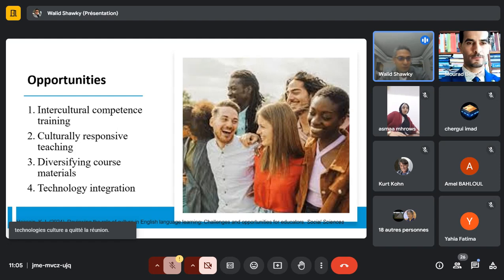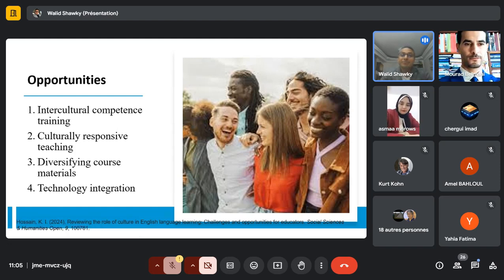So these are the challenges. What are the opportunities? Training. As teachers, we need to train ourselves in the students' own culture and the target culture. If you are teaching English, French, or German, you have to understand the target culture that you're explaining, the culture of the language, and the culture of the students as well.